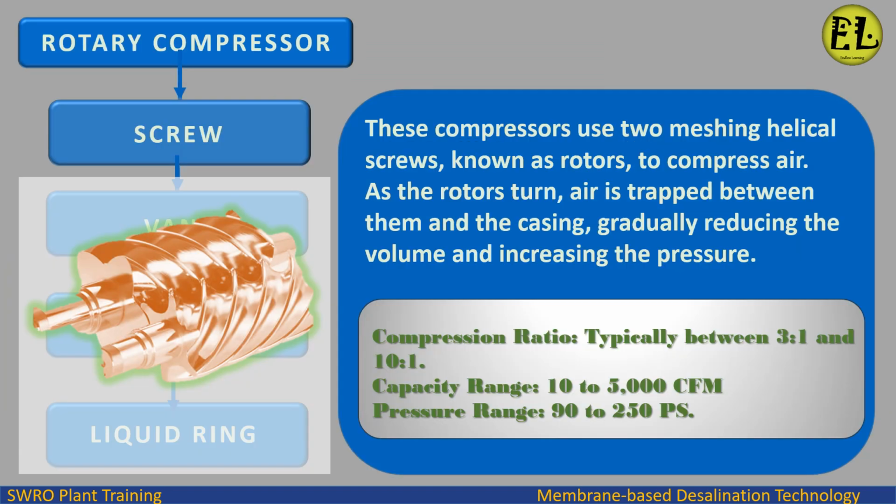Screw rotary compressor. These compressors use two meshing helical screws, known as rotors, to compress air. As the rotors turn, air is trapped between them and the casing, gradually reducing the volume and increasing the pressure. Compression ratio, typically between 3:1 and 10:1. Capacity range, 10 to 5,000 CFM. Pressure range, 90 to 250 PSI.